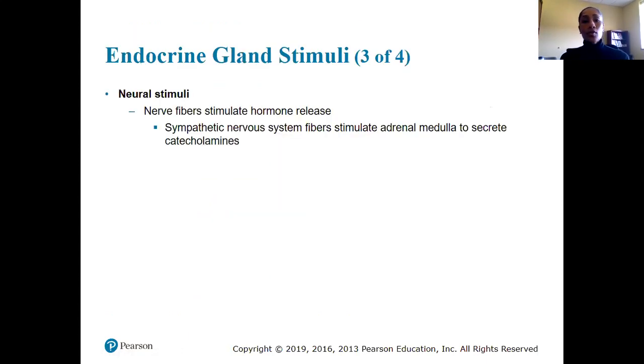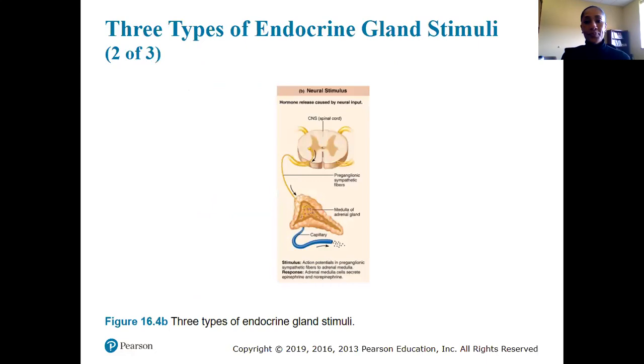With a neural stimulus, that's going to involve nerve fibers that will stimulate hormone release. So an example of that is going to be the sympathetic nervous system fibers that will stimulate the adrenal medulla to secrete out epinephrine and norepinephrine. And we'll talk a little bit about that later. And here we have the diagram showing the spinal cord and then sending a nerve impulse to the adrenal medulla so that we can release those hormones into the blood to initiate an adrenaline rush.